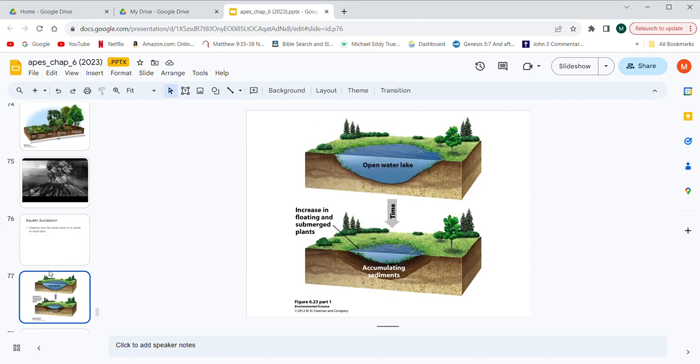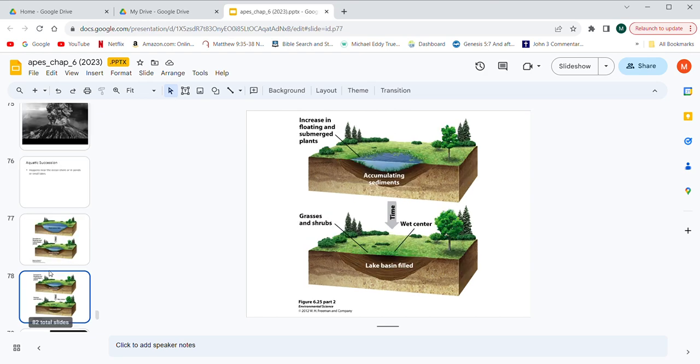But this does happen in aquatic ecosystems as well, and mainly it's through fill-in. Accumulation will settle at the bottom of these lakes. If you guys own a lake, you know this to be true. Lake maintenance includes digging a lake out every once in a while to take out that sediment that accumulates. But eventually, a lake will become either a wetland or just completely dry land.